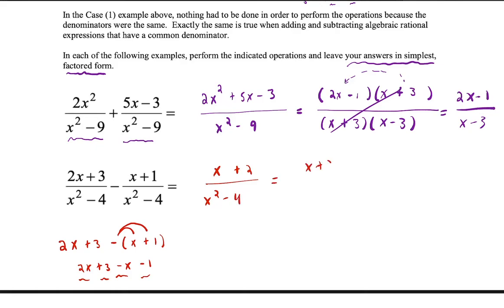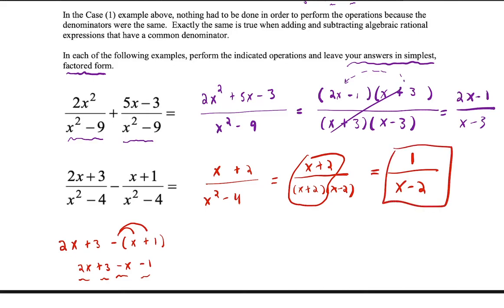Once again, I see the difference of squares on the bottom. This is x plus 2 times x minus 2. So I'll cancel those. And again, this is why I really should stop using the word canceling. What canceling is saying is, oh, x plus 2 divided by x plus 2, that is 1. So we have a 1 left on top divided by x minus 2. It doesn't just go away. A common mistake here is people just think the answer is x minus 2. It's 1 over x minus 2.